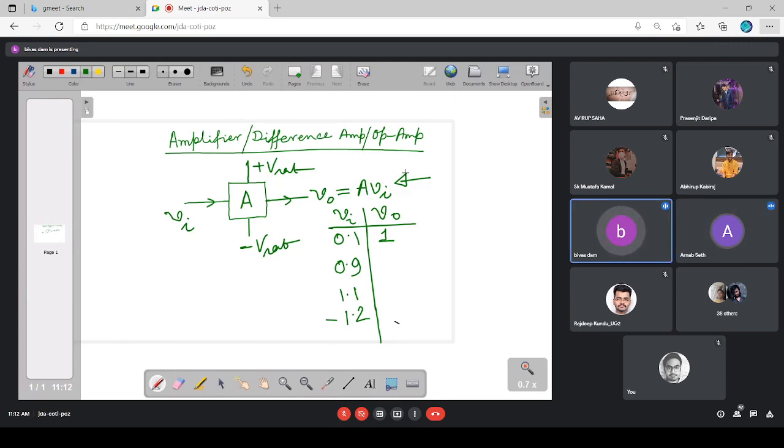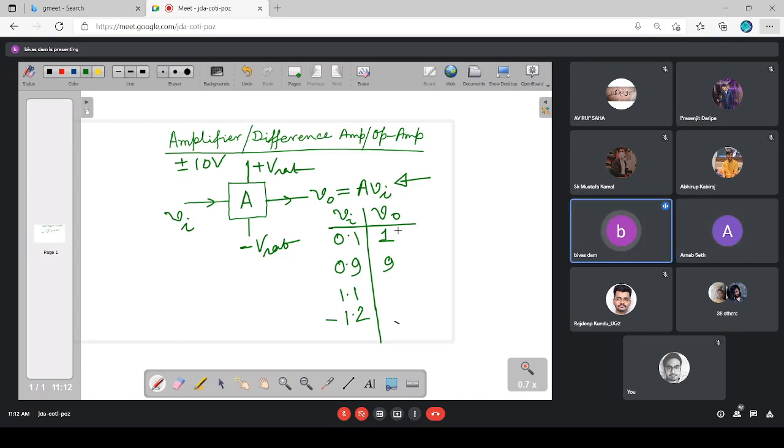By the way, I have not mentioned the plus minus Vsat levels. Say these two voltage levels are plus minus 10 volt. So plus 10 volt and minus 10 volt, those are the two DC sources that we have given. So here I'll be getting the 9 volt.